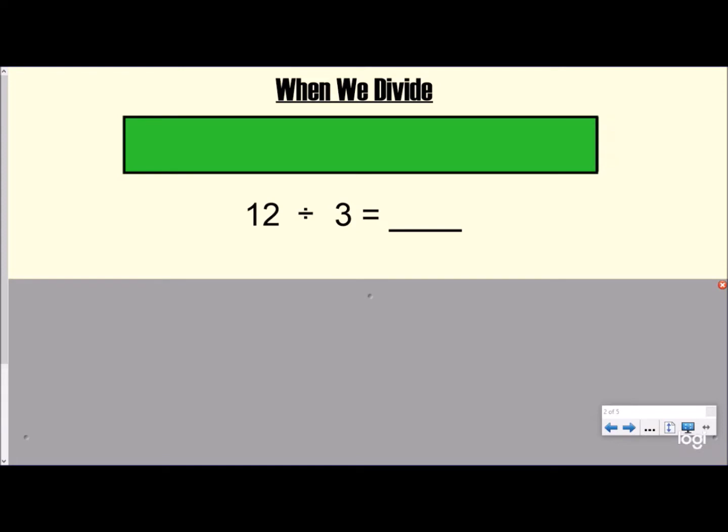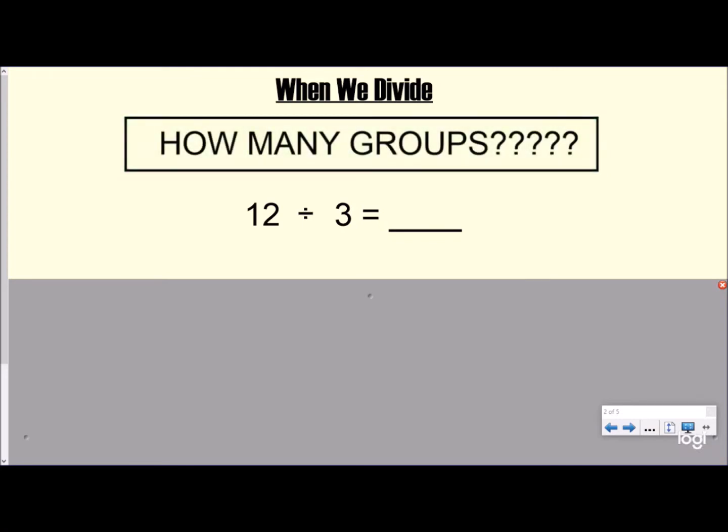But today we're focusing on the other reason we divide, which is how many groups. So for instance, there were 12 cookies, they were putting 3 into each bag. How many bags did they need? So sometimes for division, we're asking ourselves, how many groups can I make? For this division problem, if it wasn't a word problem, you could simply say, how many groups of 3 can I make out of 12? And obviously we know that answer to be 4.